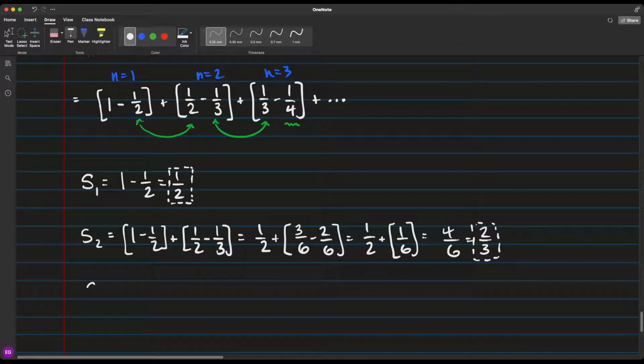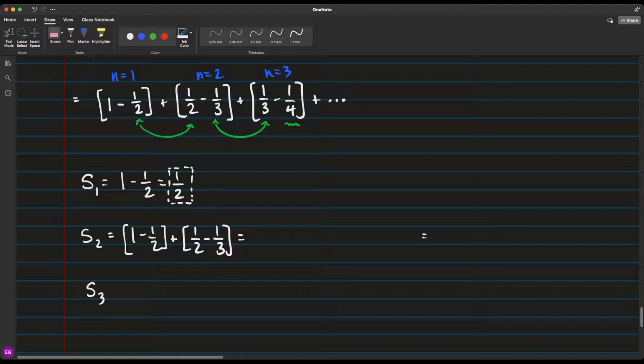Okay, now what about S3? Actually, wait, no, let's redo that. There's a better way to write this. Sorry. I mean, technically that's what it's equal to, but that's not what I really want to show you.